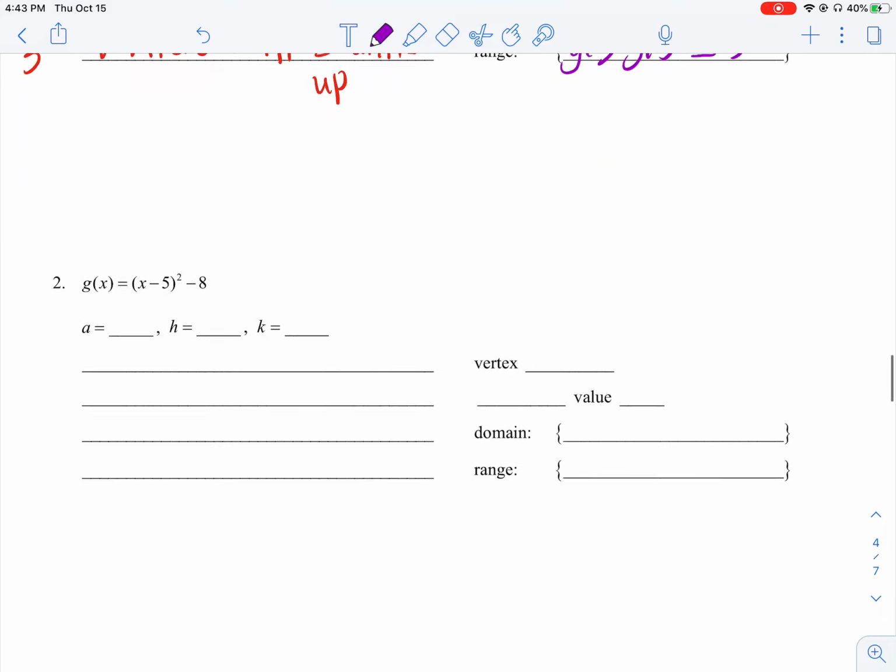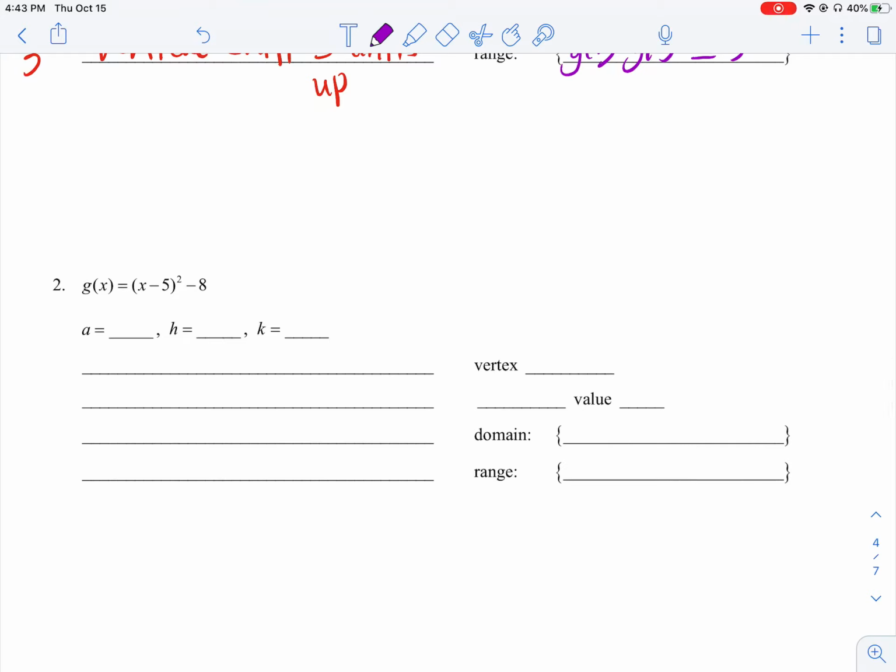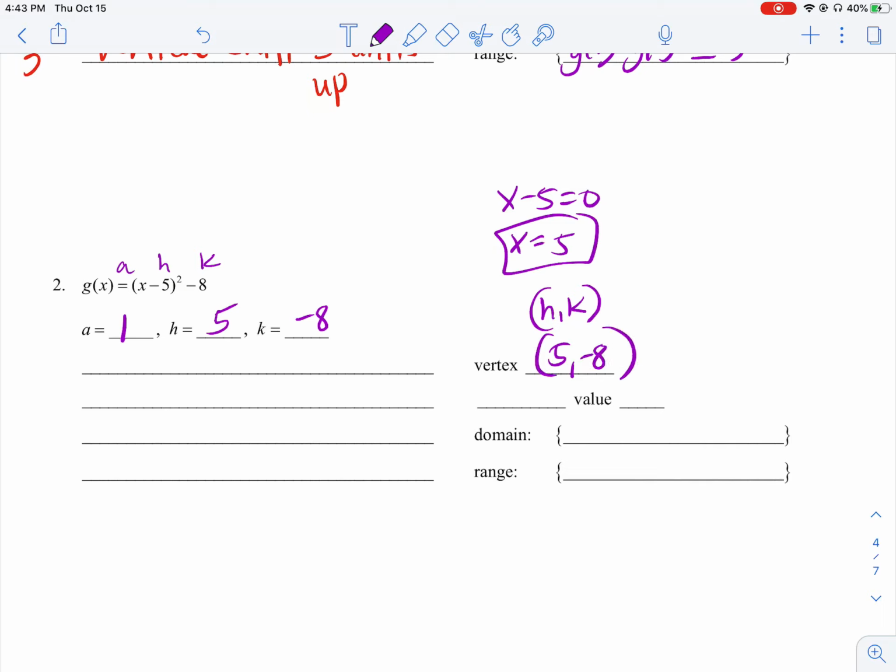Now let's move on to the next example. That's my H, that's my K, that's my A. So my A looks like it's a 1. My K is a negative 8. And remember, before you decide your H value, you make that equal to 0. So my H is equal to positive 5. And then my vertex is (H, K), so I'm just going to put that right there so I don't forget.